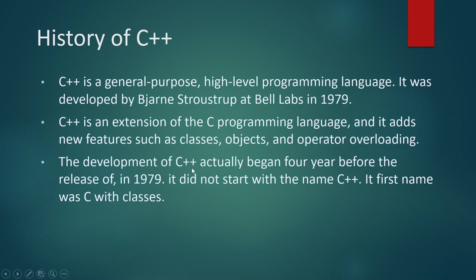The development of C++ actually began 4 years before the release. It did not start with the name C++. Its first name was C with classes. So when it was developed, it was not named C++. It was called C with classes, but now we call it C++.